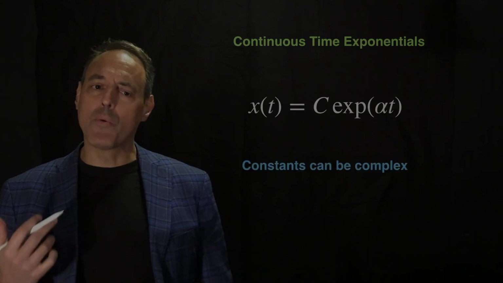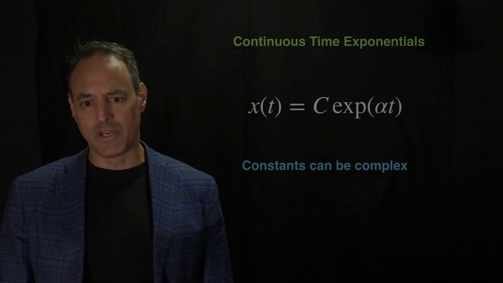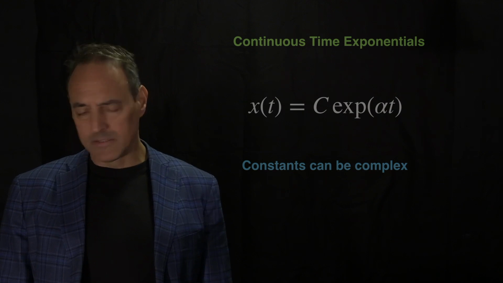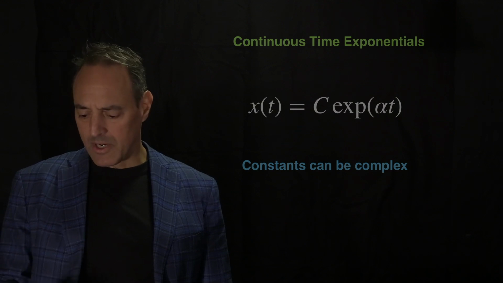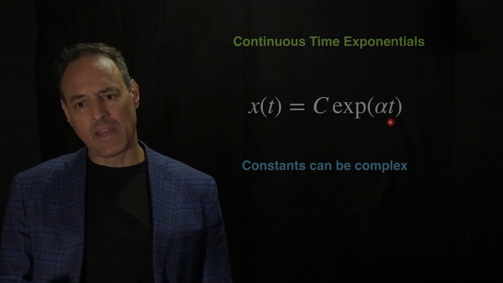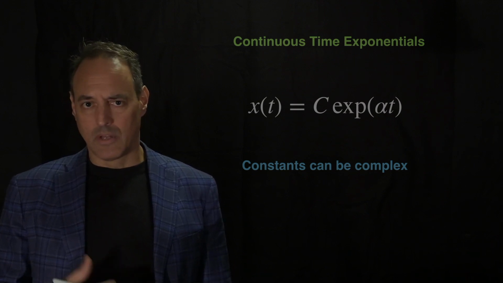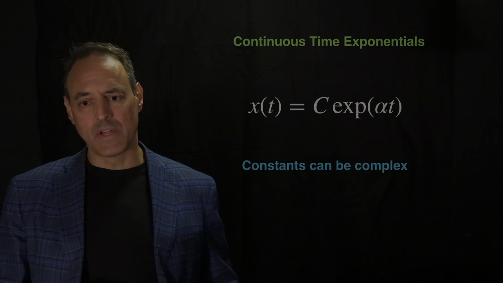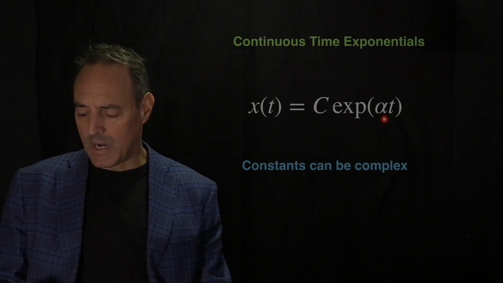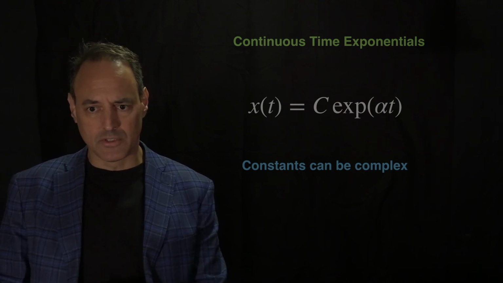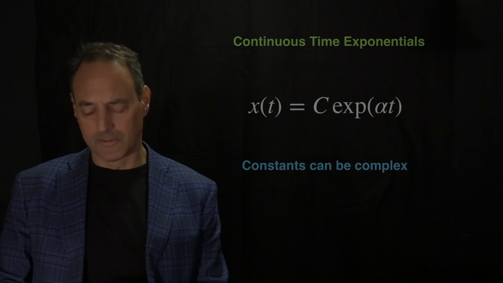So this is what we want to characterize: continuous time exponentials initially, and then we'll get into discrete time as we go. Here is a generic representation of an exponential in time: some constant c, e to the alpha t. By the way, these constants can in fact have real and imaginary components, and that's an important piece of this, what happens when alpha has a complex representation, or c does as well. Mostly we'll concentrate here on alpha in its complex representation.